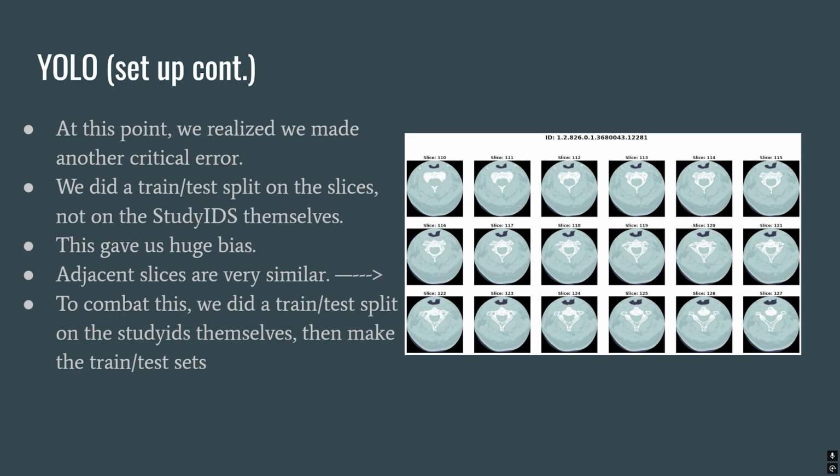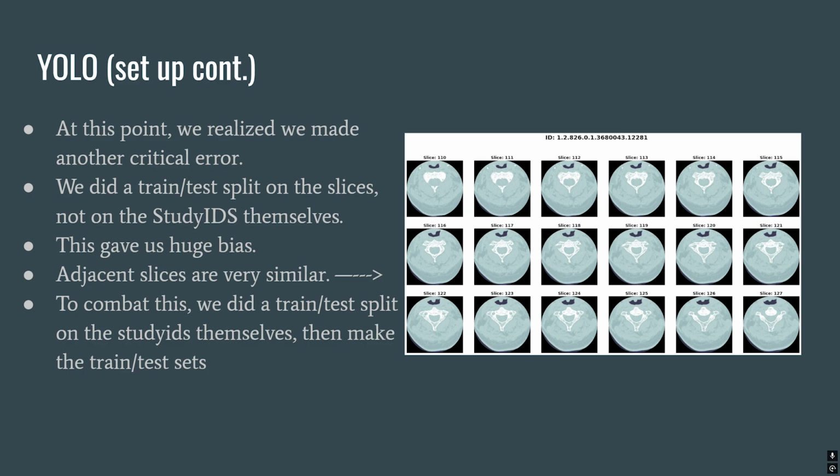At this point, we realized we made another critical error. We did a train test split on the DICOM slices themselves and not on the study IDs. This gave us unrealistic accuracy due to bias. The accuracy was so high because adjacent slices are very similar to each other, and we were essentially training and testing on these adjacent slices. To fix this, we did a train test split on the study IDs themselves and moved through the rest of the pipeline as normal.